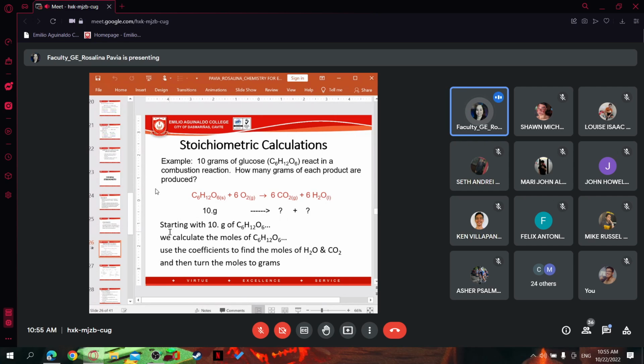Okay, for this case, start with 10 grams of glucose. We calculate the number of moles. Use the coefficients from the equation to find the moles of water and carbon dioxide and then turn the moles to grams.